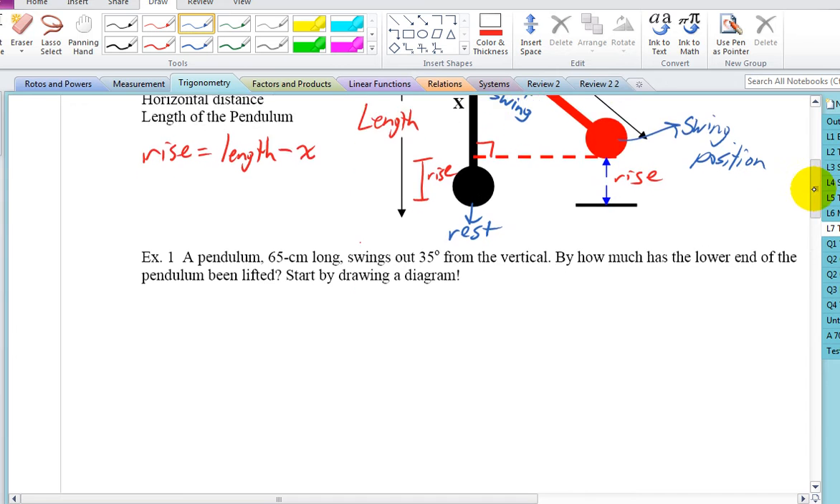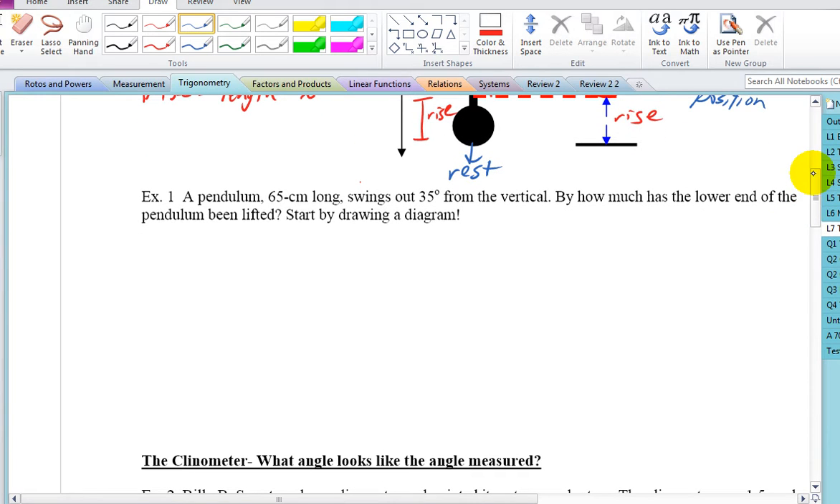Okay, so a pendulum is 65 centimeters long, swings out 35 degrees. Underline, underline. How much has the little pendulum been lifted? So you want to find the rise. Start by drawing a diagram. There's the pendulum at rest. There's the pendulum swung out. And then you can draw your dashed line to get your triangle. Place those numbers in the right spot. Go.